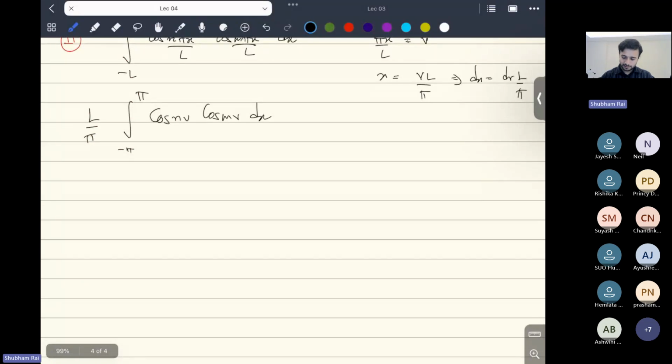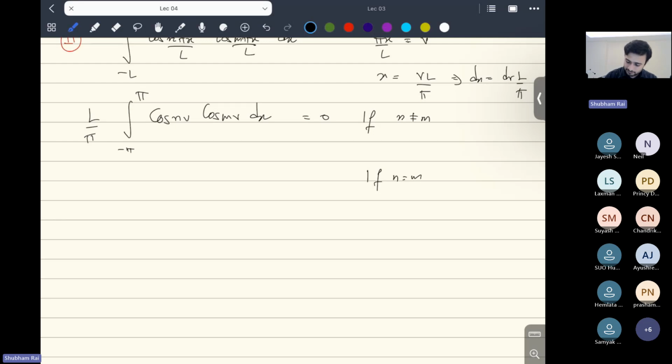So what I want to say here is that there can be two possibilities. If n is not equal to m, let's explore these two possibilities. This is equal to 0 if n is not equal to m, right? By orthogonality relations, the integral of cosine of nv times cosine of mv from minus pi to pi is 0. But if n is equal to m, right? n is equal to m.